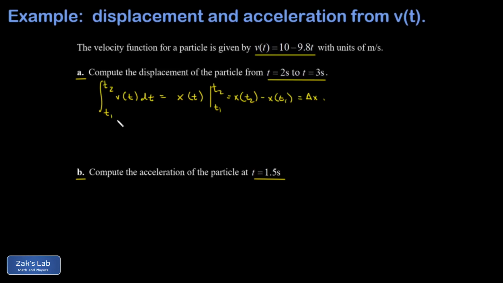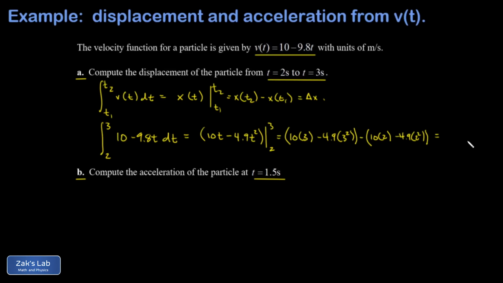So my plan here is to integrate this thing on the interval 2 to 3 seconds. And our velocity function was 10 minus 9.8 t. And I have to guess the antiderivative. And in the second term, I add 1 to the exponent on t. That gives me t squared. And then I divide by that 2. And 9.8 over 2 is 4.9. So I have 4.9 t squared. And we plug in the upper and lower limits. And when I run the numbers on this, I get negative 14.5 meters.